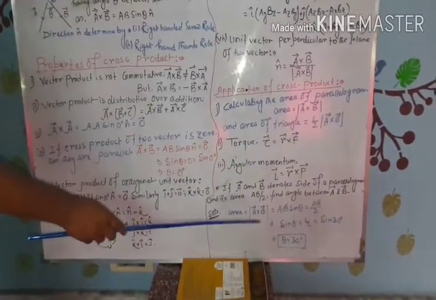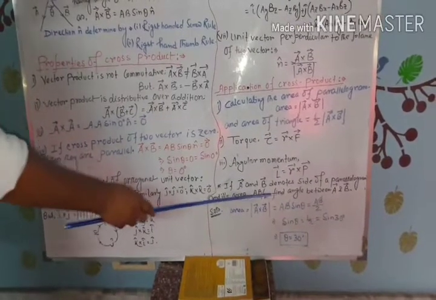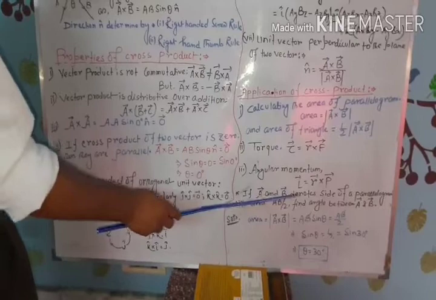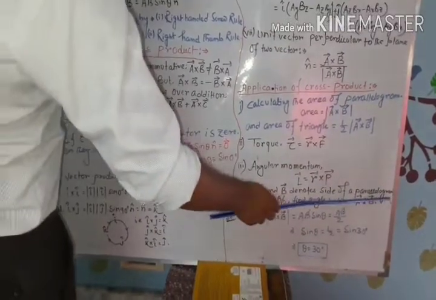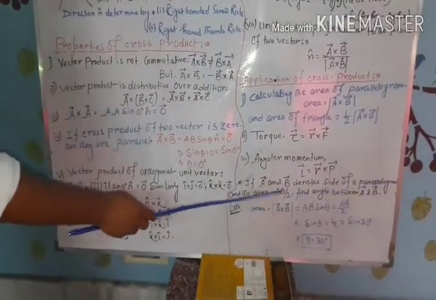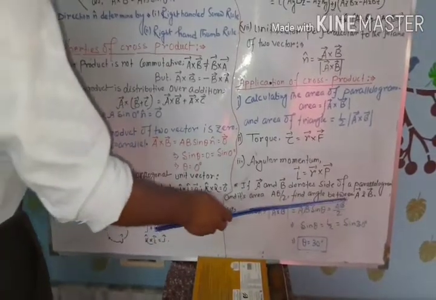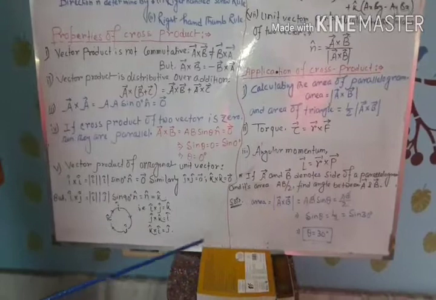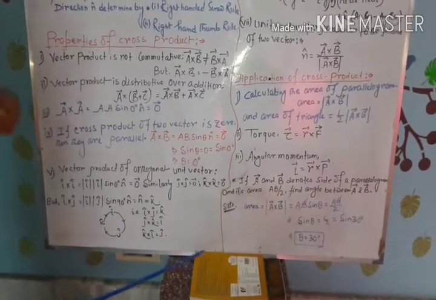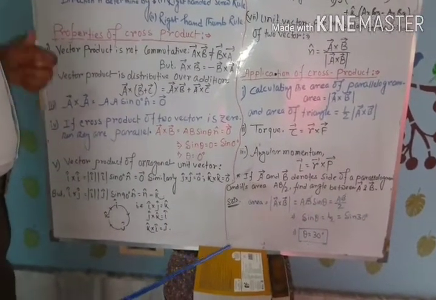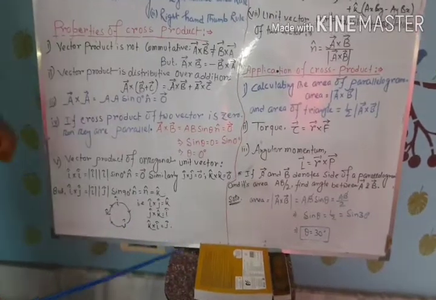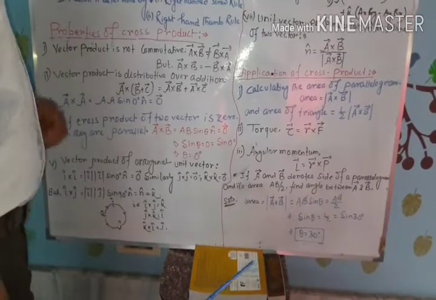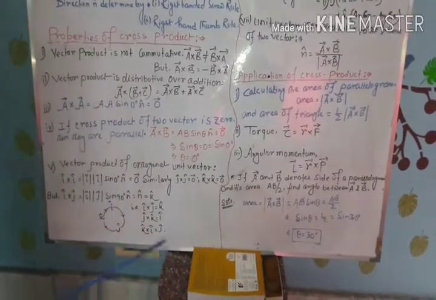Now there is a sample problem of cross product. See the problem carefully. If A and B denote the sides of a parallelogram and its area is AB by 2, find the angle between A and B. So there is a parallelogram whose two sides are represented by two vectors A and B, and the area of the parallelogram is AB by 2. Then you have to determine the angle between A vector and B vector. So how is it possible?